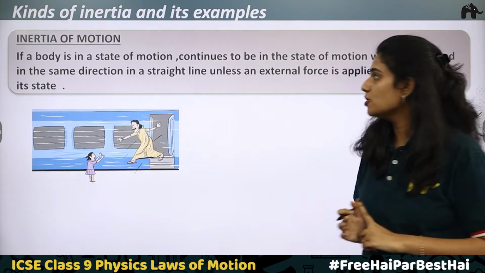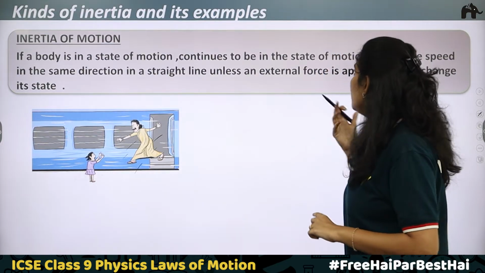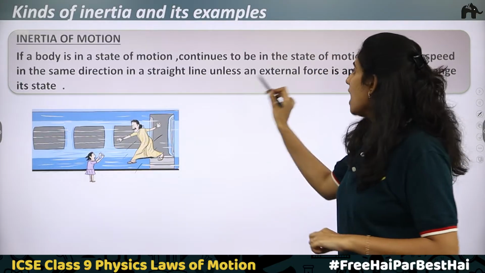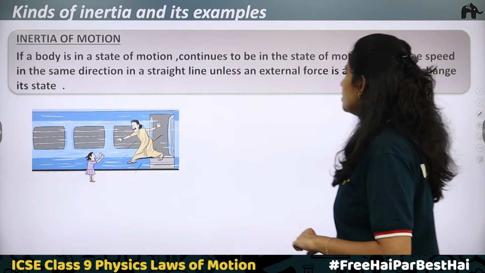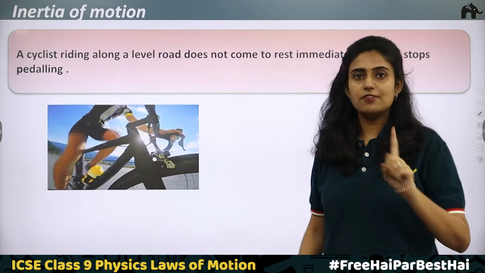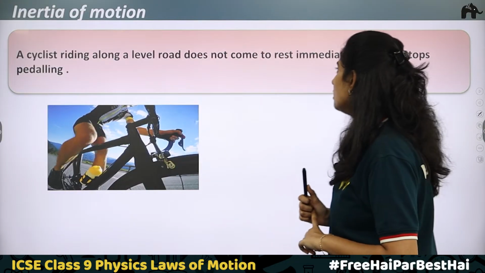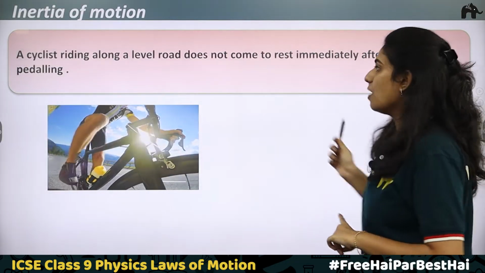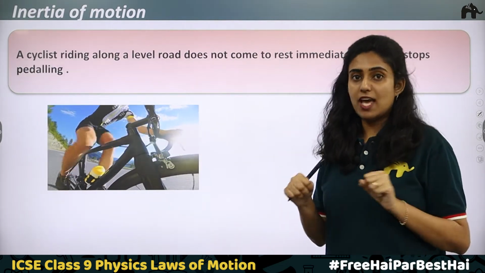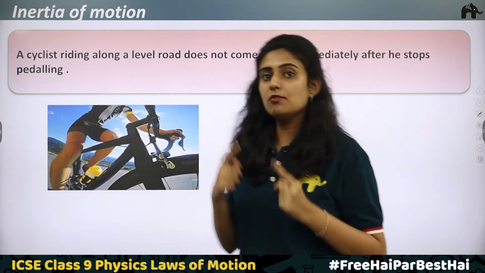Okay, so inertia of motion: if a body is in a state of motion, it continues to be in the state of motion with the same speed in the same direction in a straight line unless an external force is applied on it to change its state. Okay, so we will be discussing the examples for inertia of motion. First example: a cyclist riding along a level road does not come to rest immediately after he stops pedaling. So, have you experienced this? When you are riding a bicycle, suddenly you apply brakes, will the cycle come to rest? No, right? Only after some time the cycle will come to rest.